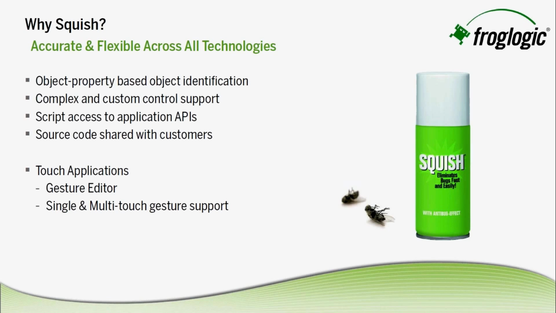And because those objects with Qt are the same no matter what operating system you're on, we can execute those same tests without modification across the different platforms. Now we also support complex and custom controls and give you access in your script to your application's API. So in Qt you have your Qt API, your C++ API, and we'll talk a little bit more about that on the next slide here.